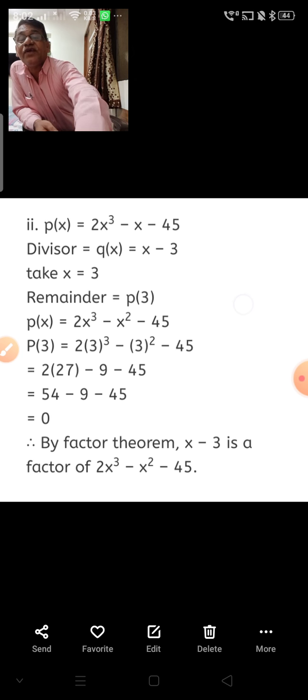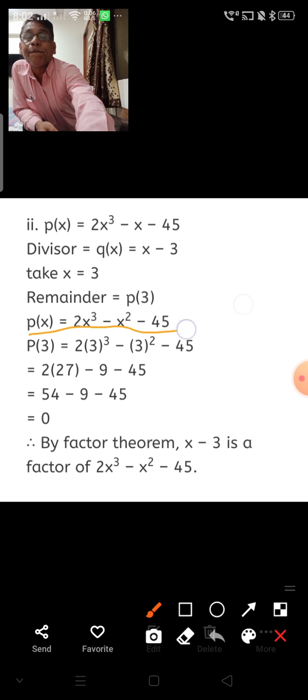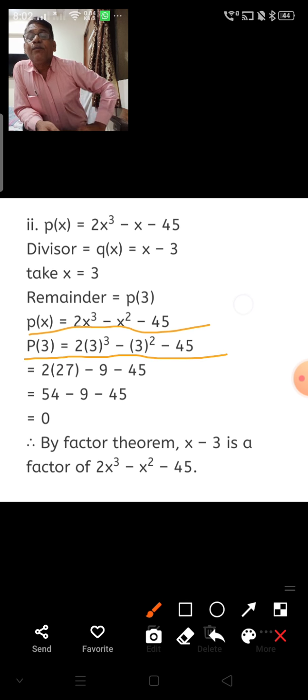Now what is p of 3? See here, you have to find p of 3. So substitute the value x is equal to 3 in the given polynomial, and you get the remainder. p of 3 is equal to 2 into 3 cube minus 3 square minus 45. That means 2 into 27, minus 9, minus 45. Now 27 twos are 54, minus 9, minus 45. Now minus 45, minus 9, minus 54 plus 54, minus 54 is 0. It means you get the remainder 0.